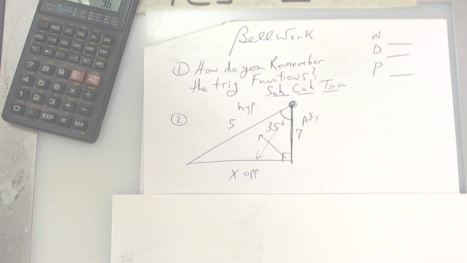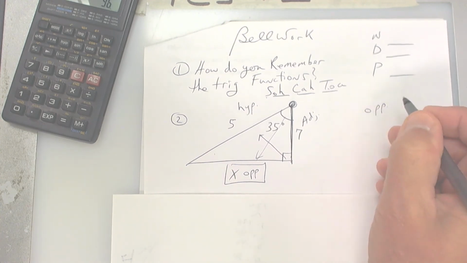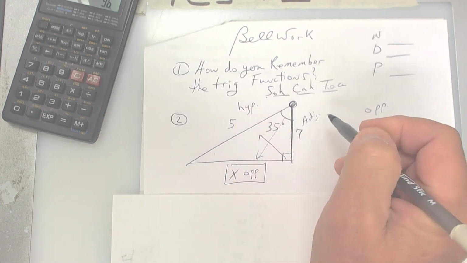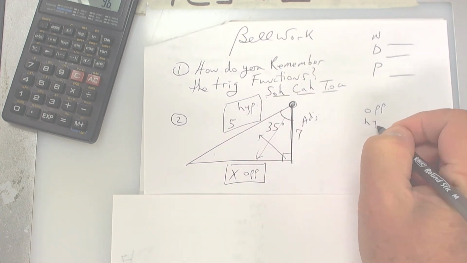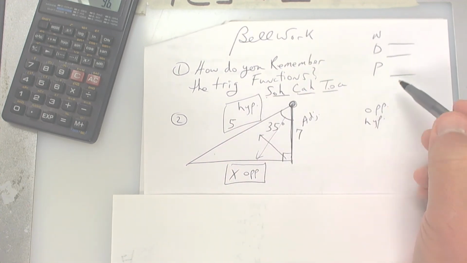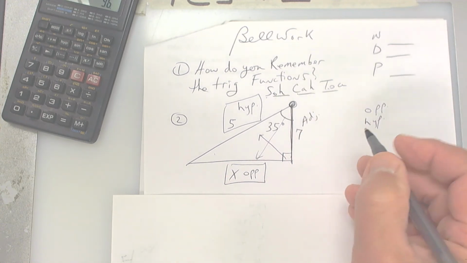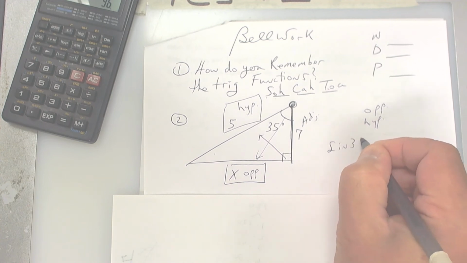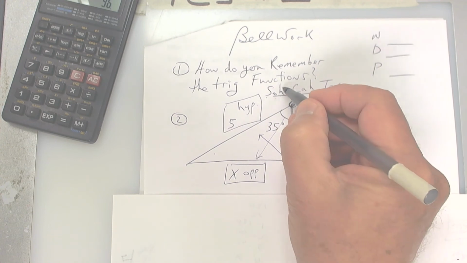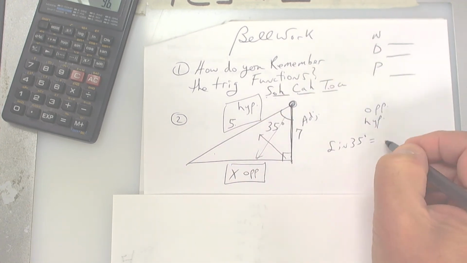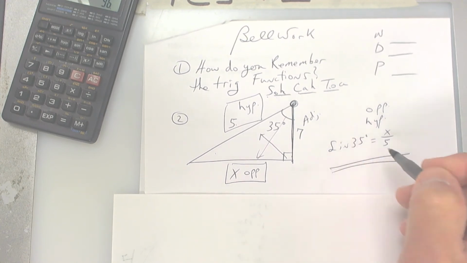All right, so we're trying to find x. X is the opposite. So we're looking for opposite. And we know either one of these, it doesn't matter which one you use. I'm going to use the hypotenuse. Okay, so a trig function that has an H and an O is right here. So put the sine of 35 degrees is equal to, now the hypotenuse is on the bottom, so the 5 has to go on the bottom. Okay, and we'll solve this in a minute.